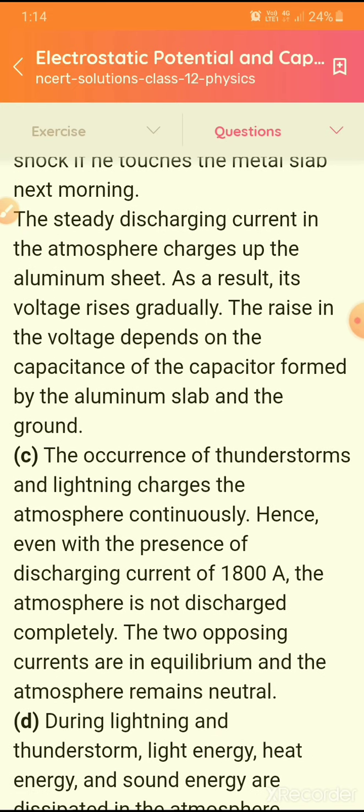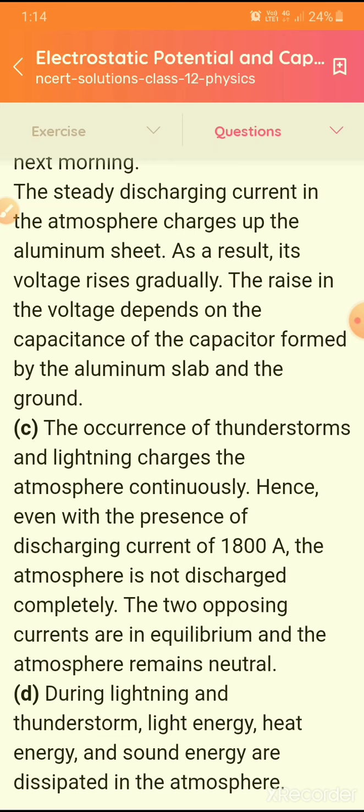Then the third question: the occurrence of thunderstorm and lightning charges the atmosphere continuously. Hence, even with the presence of a discharging current of 1800 ampere, the atmosphere is not discharged completely. The two opposing currents are in equilibrium and the atmosphere remains charged.